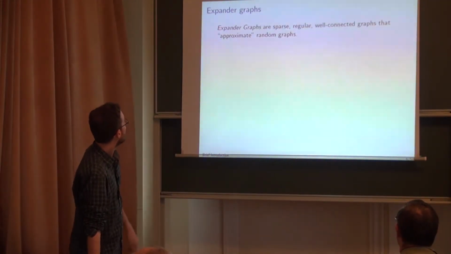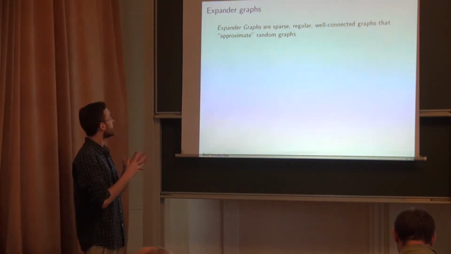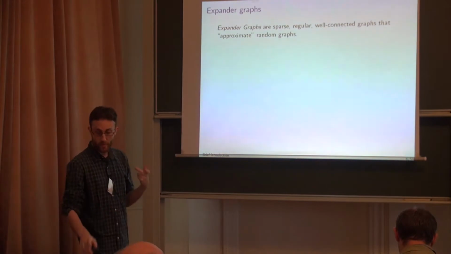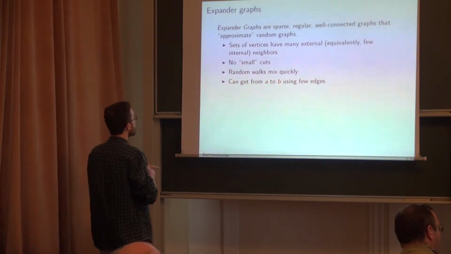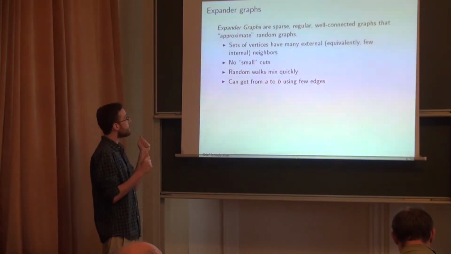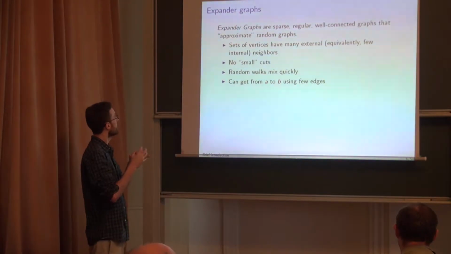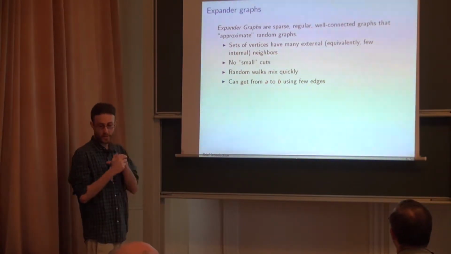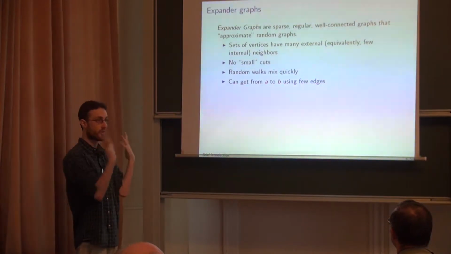Okay, so let me talk about expander graphs. So expander graphs are sparse, regular, well-connected graphs that approximate random graphs. What do I mean by approximate? It means that it has these properties that sets of vertices have many external neighbors, or otherwise very few internal neighbors. There are no small cuts, so if you take the vertices and divide them into two sets, there will be a ton of edges going in between them.